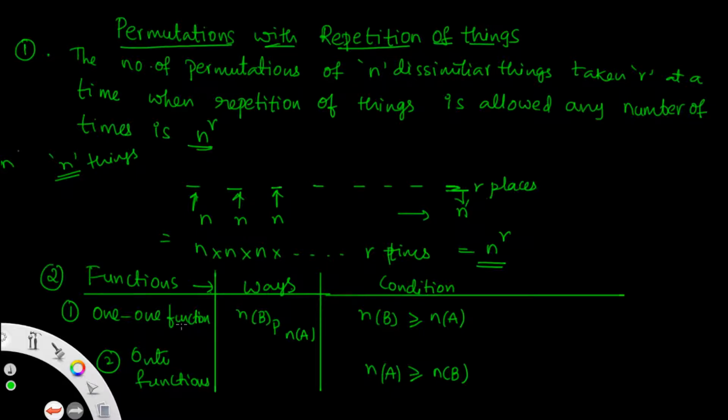If one-one functions are possible, the number of ways is number of B P number of A. The condition is number of B is greater than or equal to number of A. For onto functions, the condition depends on the elements of A. I will write on the next page. The condition is number of A elements is greater than or equal to number of B. So on the next page I am writing number of A, number of B and number of functions.